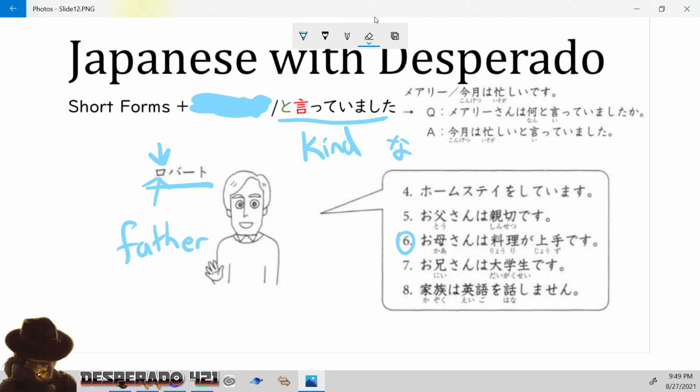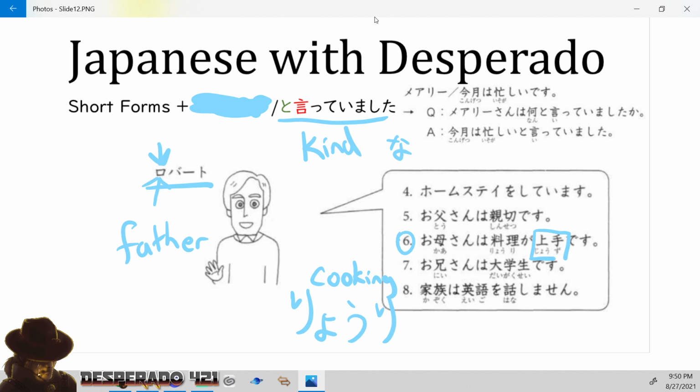Okasan wa... What is that? D. Ryo. Yeah, Ryo. Ryori ga jozu desu. Very good. No, no, ryori. Does it have to do with cooking? Yes, it is cooking. So it's like mom's cooking is good. Yeah, Robert's mom's cooking is very good.